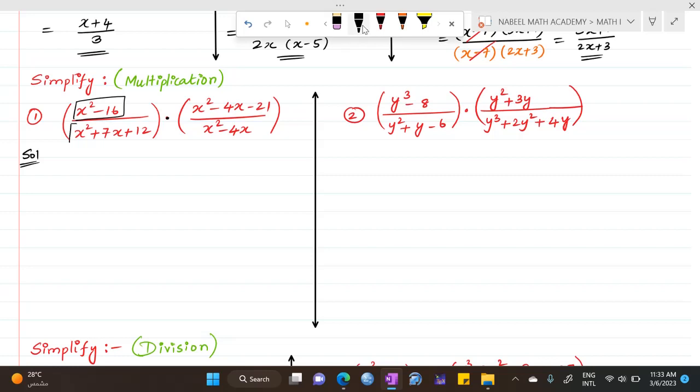So what are the factorizations of this part? The first one is x minus 4, x plus 4. So this is the first part, over. What about here? It is 1 into 12, so 12 means 3 into 4: x plus 4 and x plus 3. So this is the factor form of the first term.